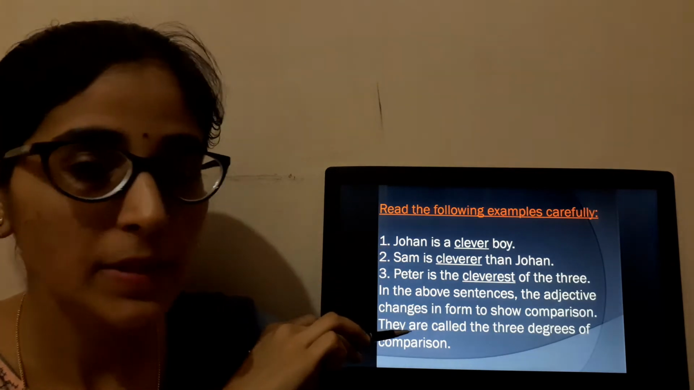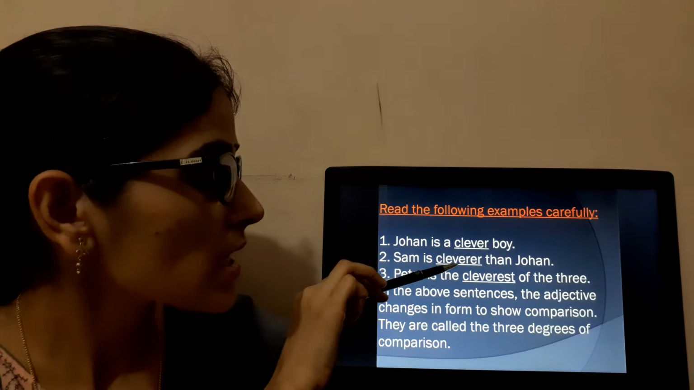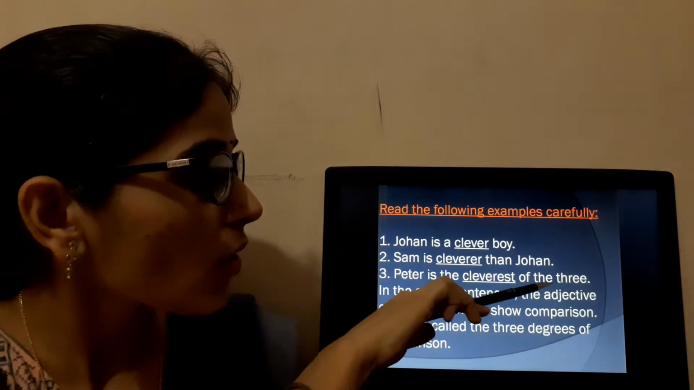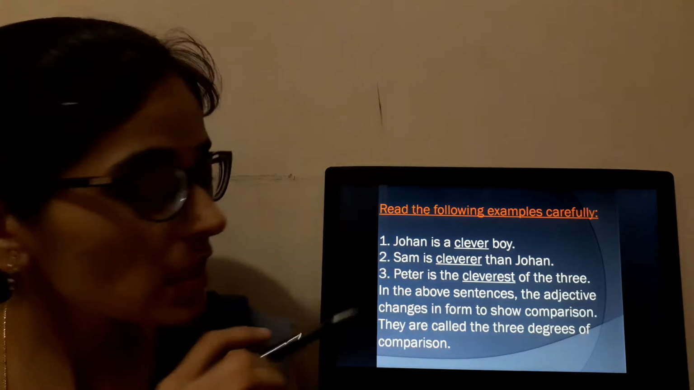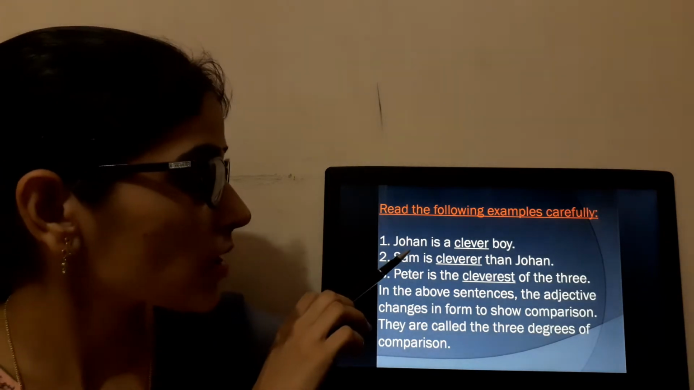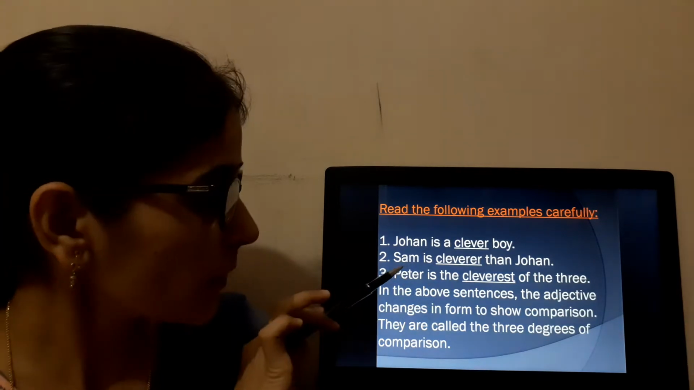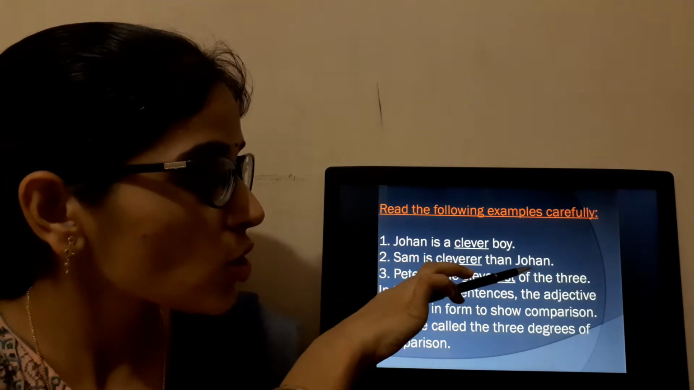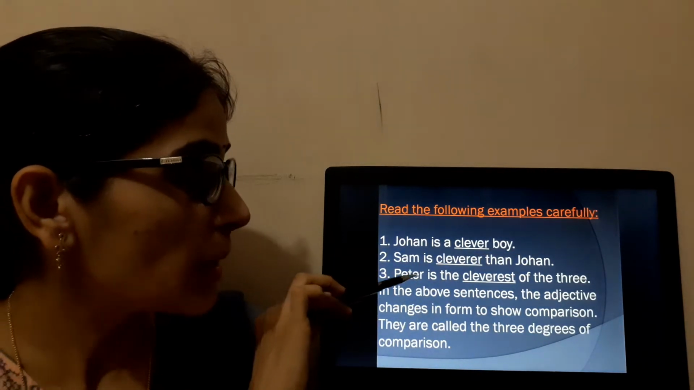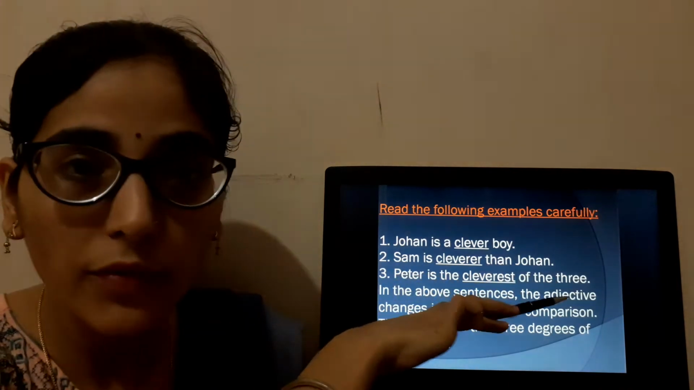Read the following examples here. John is a clever boy. Sam is cleverer than John. Peter is the cleverest of the 3. Can you see something here? There is a person, John, he is a clever boy. There is no other person here. Clear? Sam is cleverer than John. There is one person, Sam, he is cleverer than John. Then Peter is the cleverest of the 3. Now Peter, he is the cleverest of the 3.